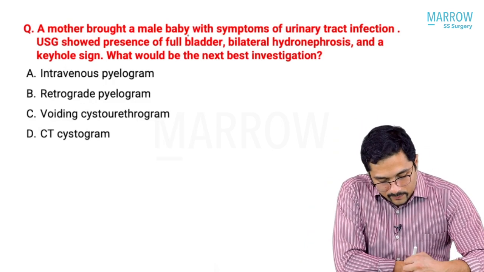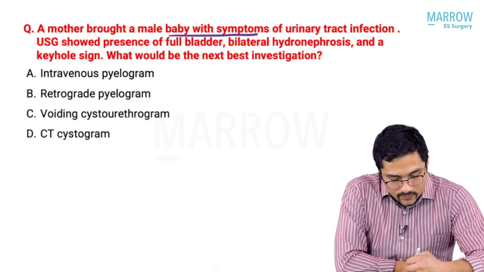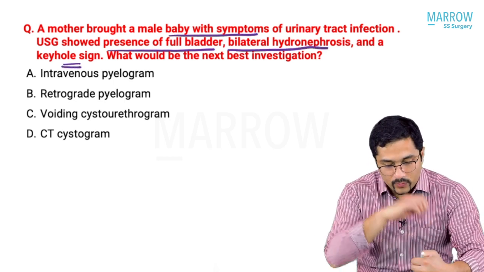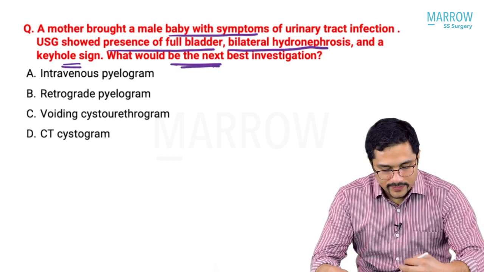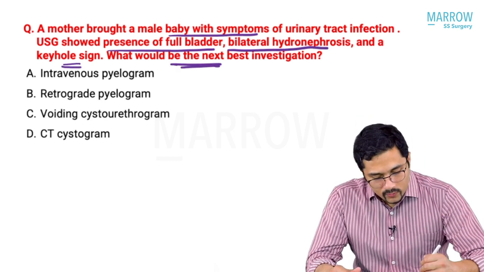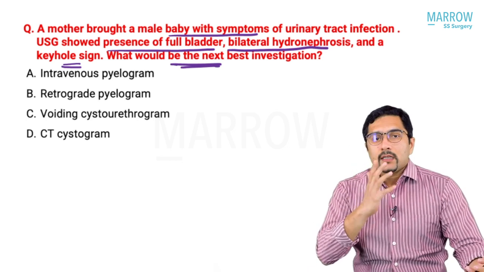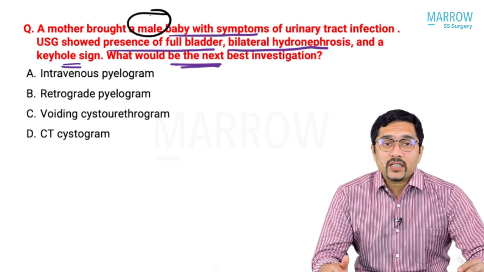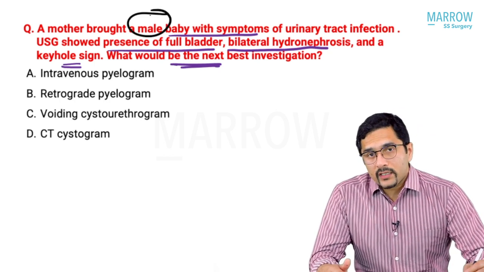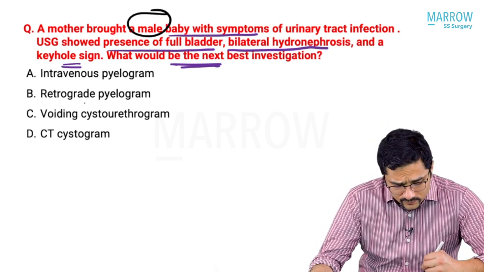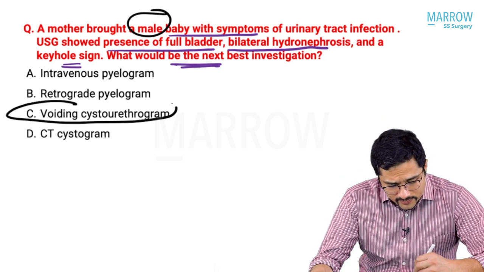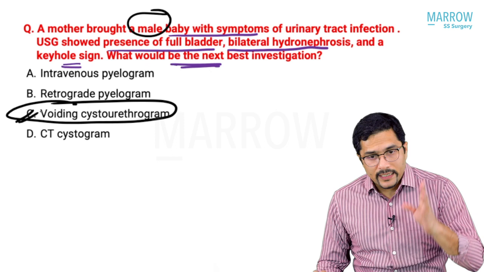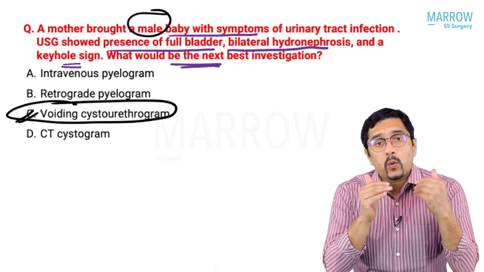A mother brought a male baby with symptoms of UTI. Ultrasound showed a full bladder, bilateral hydronephrosis, and a keyhole sign. What would be the next best investigation? This keyhole sign and hydronephrosis in a male baby are features of posterior urethral valves. And to diagnose posterior urethral valves, we will do a voiding cystourethrogram. And why we do a voiding cystourethrogram and not a retrograde one is because these are one-way valves.